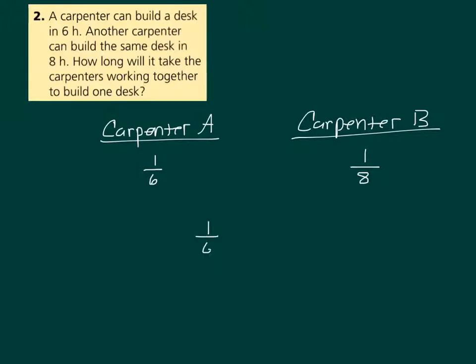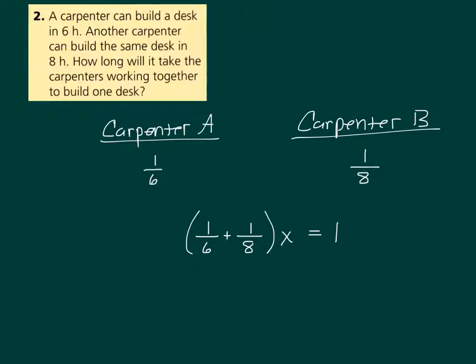1/6 plus 1/8. That is how much the two guys will build working together in an hour. So we want to say, how many hours, so multiply this by x, how many hours will it take to build how many desks? 1. So you have your rate. This is how fast the two of them will build the desk together, multiplied by the number of hours. That should be 1 desk.